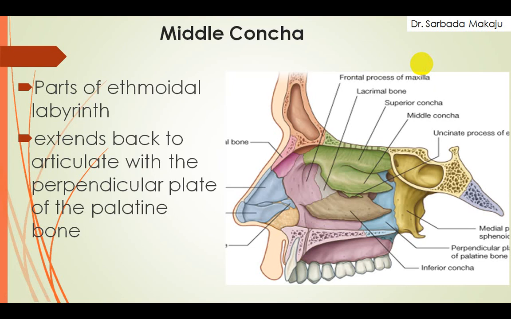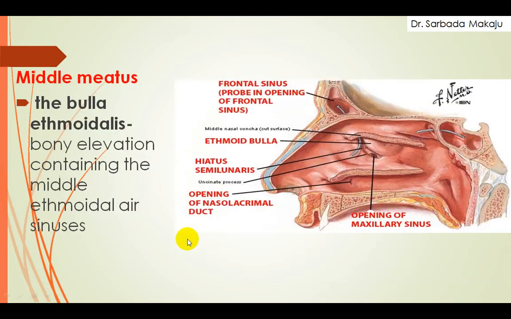Now the middle concha. This is known as the middle concha. The middle concha is also formed by the ethmoidal labyrinth. It extends backwards and articulates with this bone, the perpendicular plate of the palatine bone. Now in between the middle and the inferior concha, there is a space. This is known as the middle meatus.